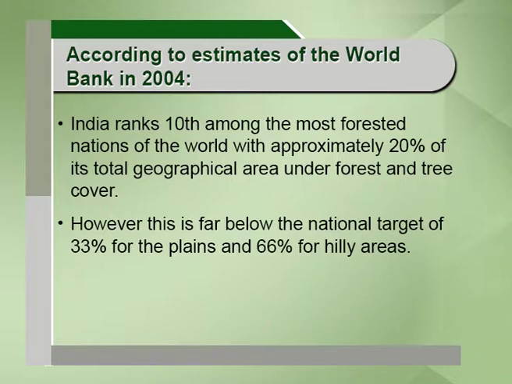However, this is far below the national target of 33% for the plains and 66% for the hilly areas. So, India has a large amount of the total geographic area under the forest and forest cultivation. Here again we find the open forest and the closed forest, and those forests which have less than 10% of the canopy cover have been called the degraded forest.